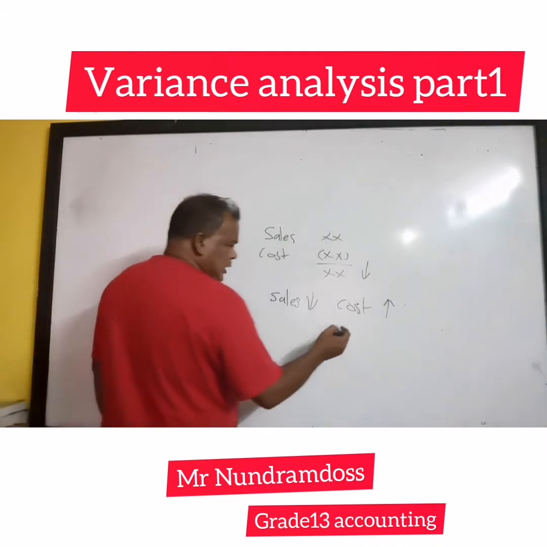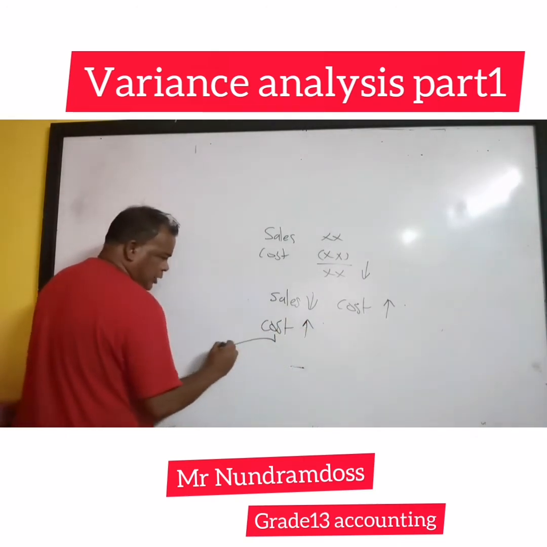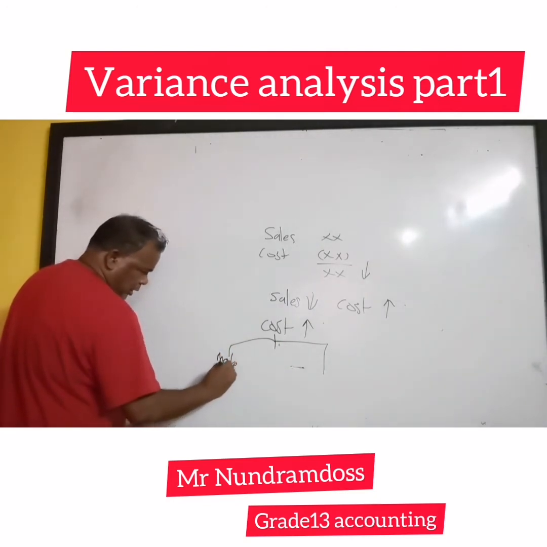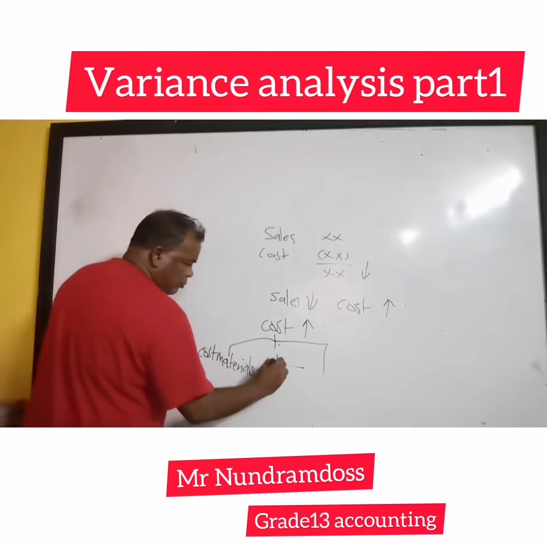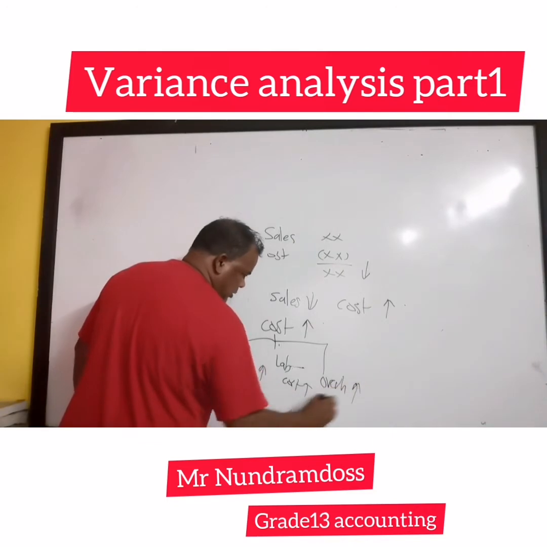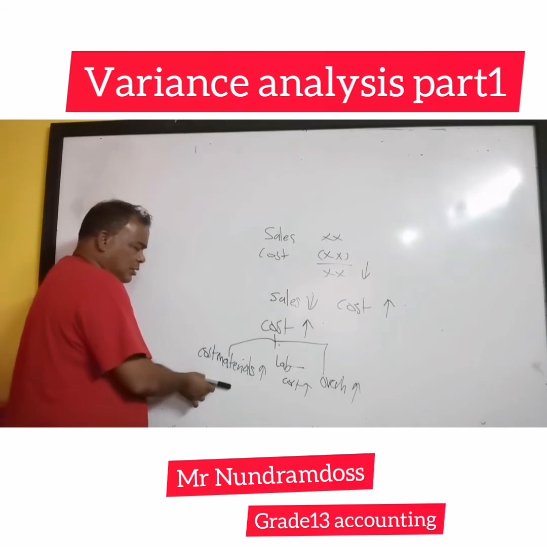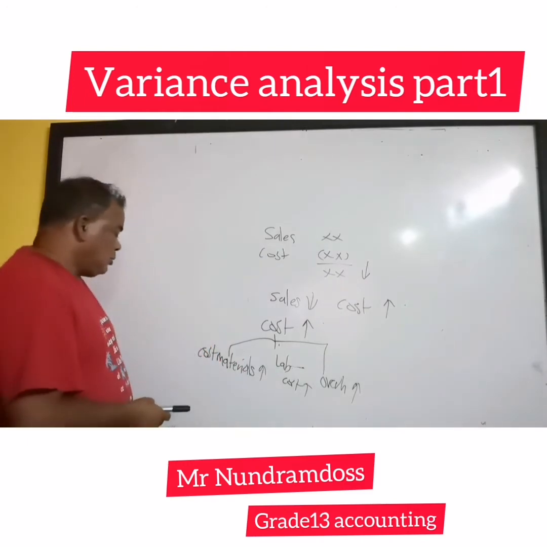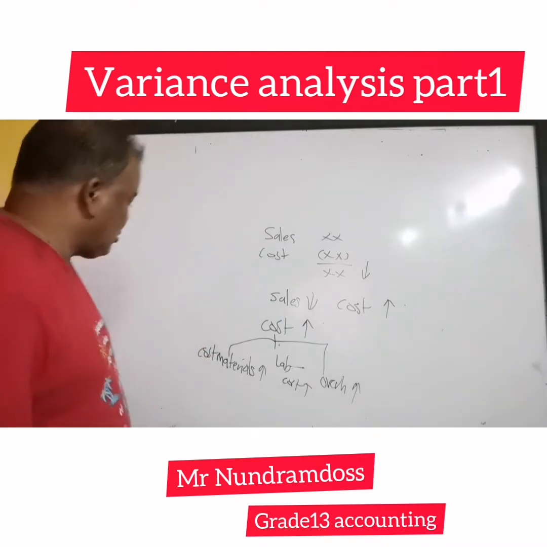Costs, we have 3 elements in costs: materials, labor, and overheads. Either material costs increase, labor costs increase, or overhead costs increase. So the reason for a cost increase is either material cost has increased, or labor cost has increased, or overhead cost has increased. Today we are going to see materials, so increasing cost of materials.